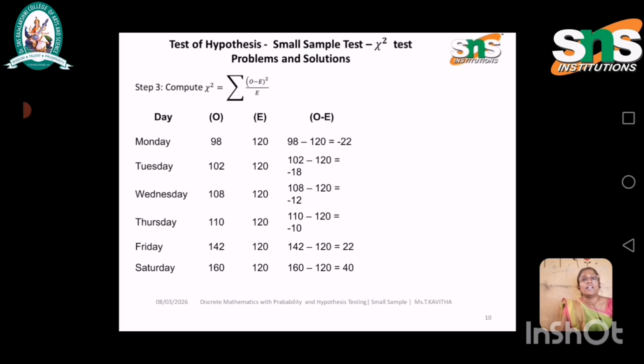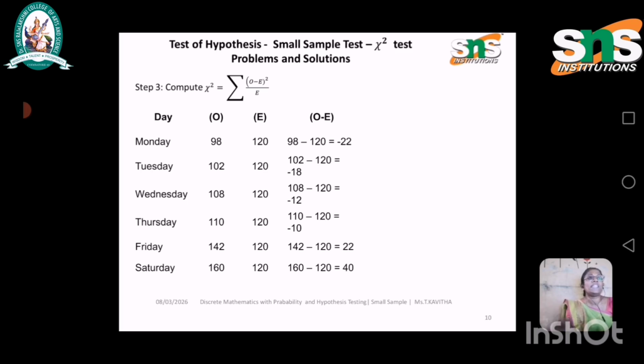Next we find the test statistic. The chi-square test statistic is the summation of (observed frequency minus expected frequency) whole square divided by E. The observed frequency values are 98, 102, 108, 110, 142 and 160, and the expected frequency is 120 for each. First, observed minus expected: 98 minus 120 is minus 22, 102 minus 120 is minus 18, 108 minus 120 is minus 12, 110 minus 120 is minus 10, 142 minus 120 is 22, and 160 minus 120 is 40.